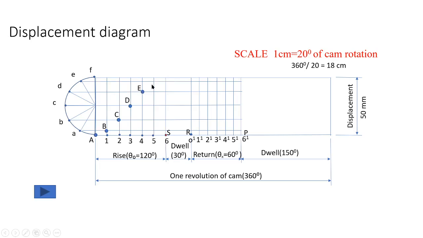Now from point E, draw the horizontal line. It intersects the vertical line from 5. You mark the intersection point and name it as F. Now the horizontal line from F intersects the vertical line from 6 here, and you mark the intersection point and name it as Z.